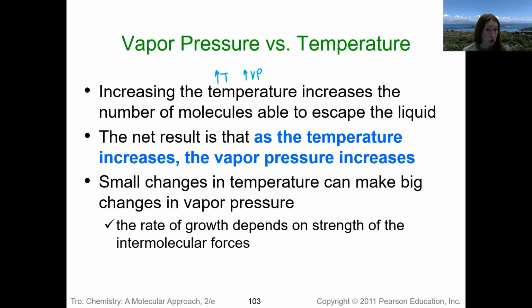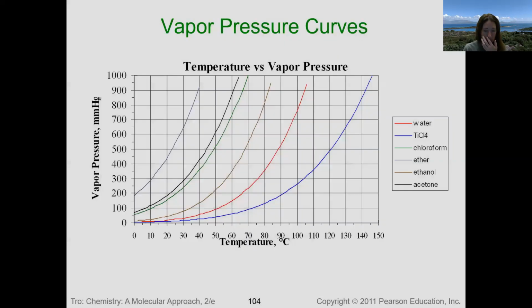If you've got really strong intermolecular forces, like if you've got a hydrogen bond, it's going to take a lot more energy to break them. So you're going to have to heat it up much higher to make those intermolecular forces break so they can become gases. So let's look at a picture of this.